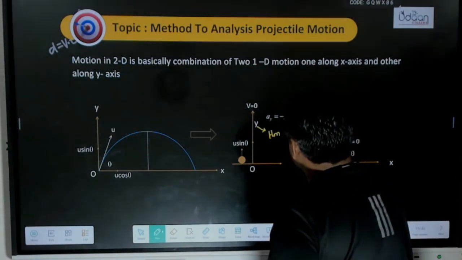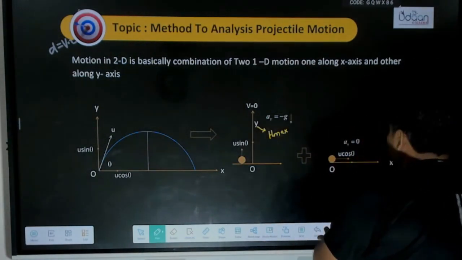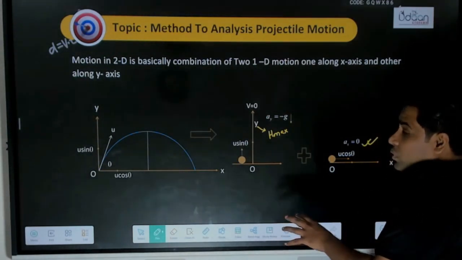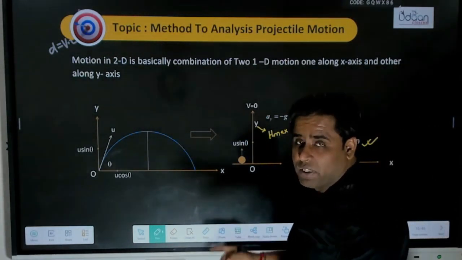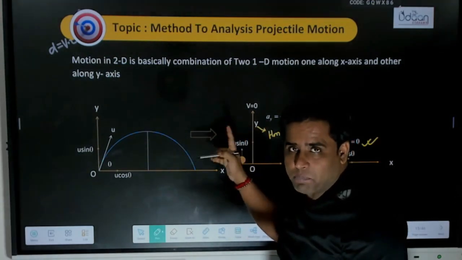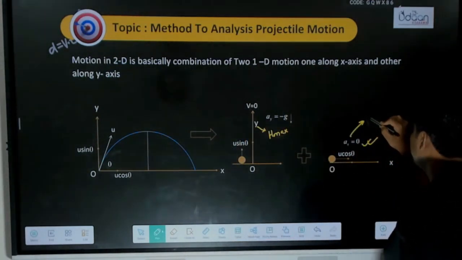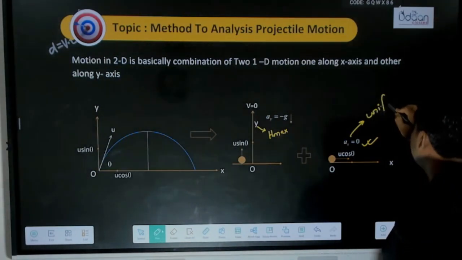H max. Similarly, on the x-axis, the acceleration is 0, and if you remember the points which we covered in the motion in a plane part, you must know that acceleration 0 means it is uniform motion. So on the x-axis it is uniform motion.